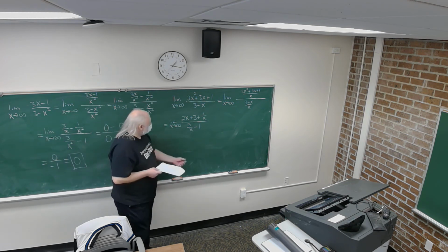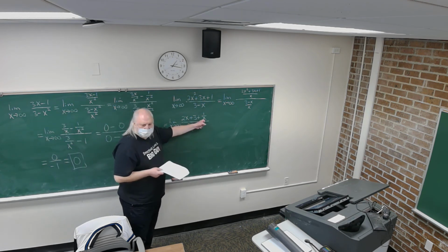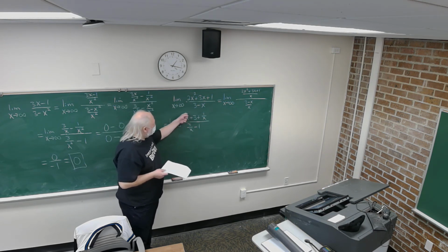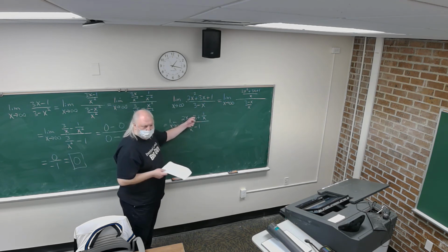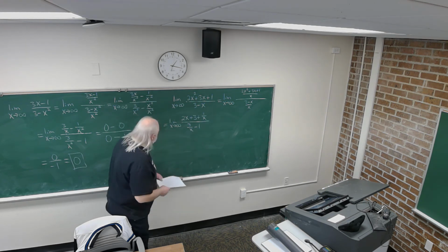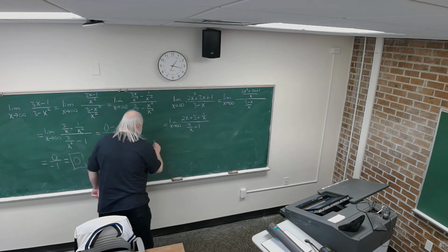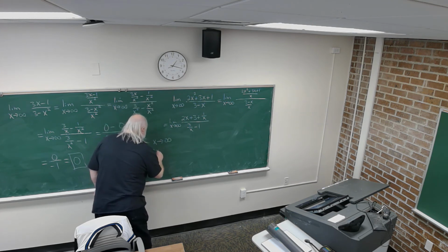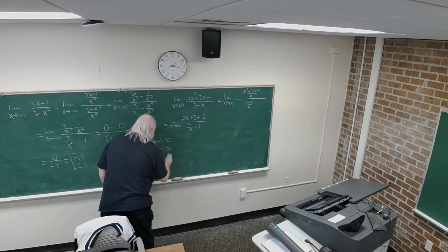Well, as x increases without bound, 1 over x goes to what number? 0. And 3 over x goes to what number? 0. Well, we have to ask ourselves, what about 2x in the numerator here? As x increases without bound, what does 2x do? It increases without bound, right? So let's note, as x increases without bound, 2x conversely increases without bound.